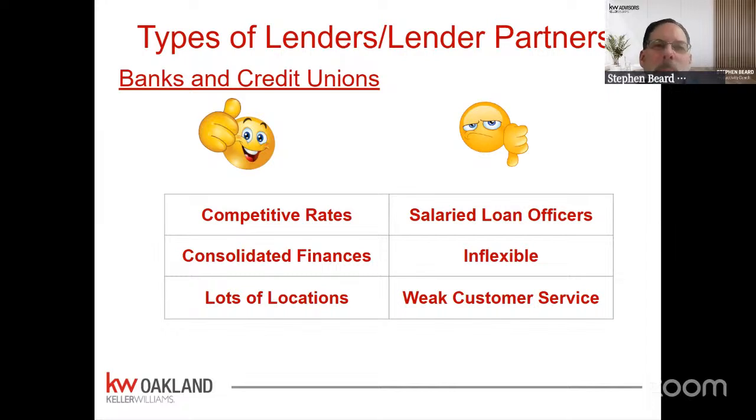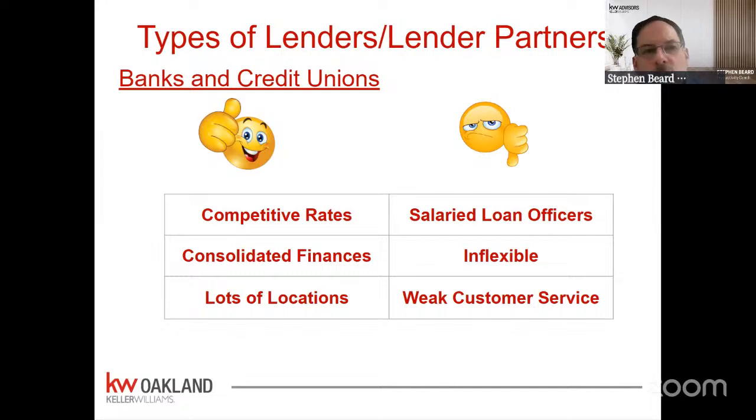The other negative with the banks and the credit unions is they tend to be really inflexible. If your buyer's circumstances are outside of the norm and they don't fit within a nice, neat box, oftentimes the banks can't do the loan. Sorry, go talk to somebody else. They really, really gravitate towards straightforward cases.